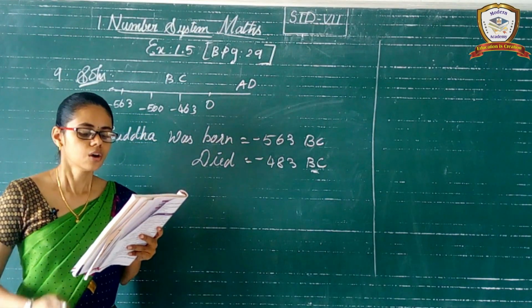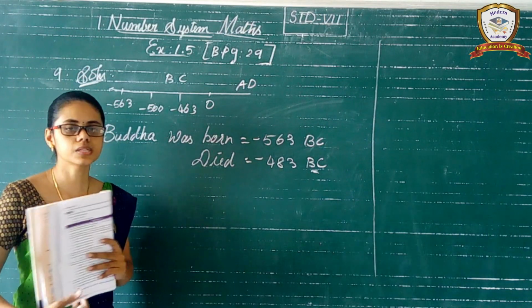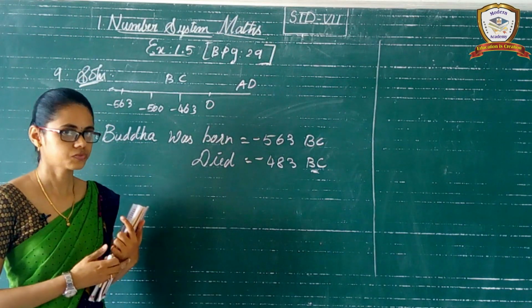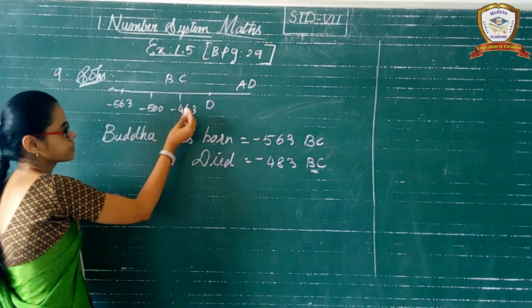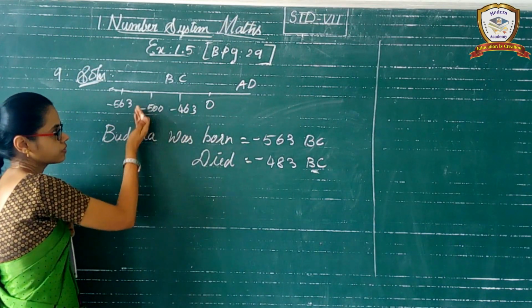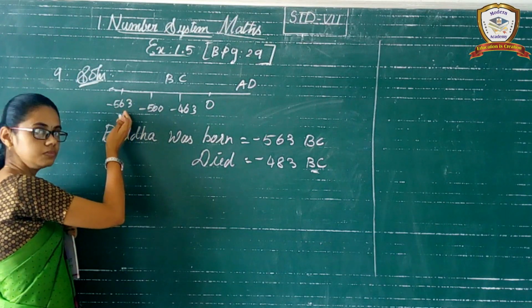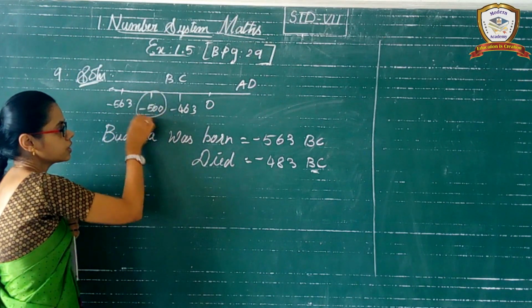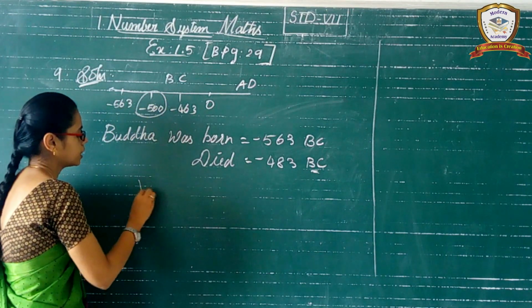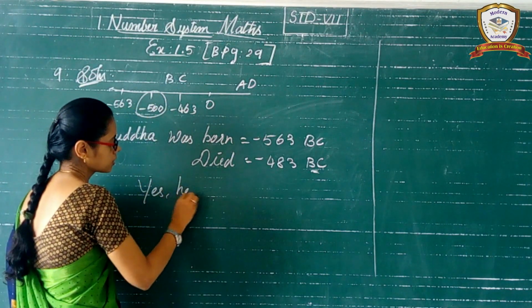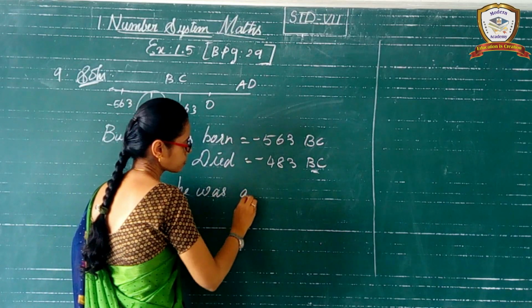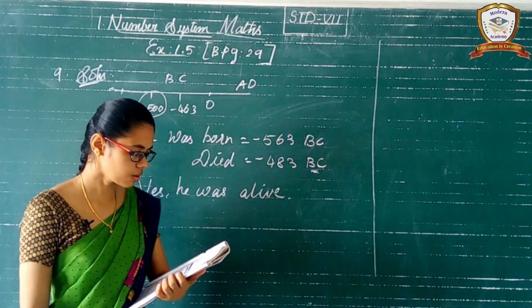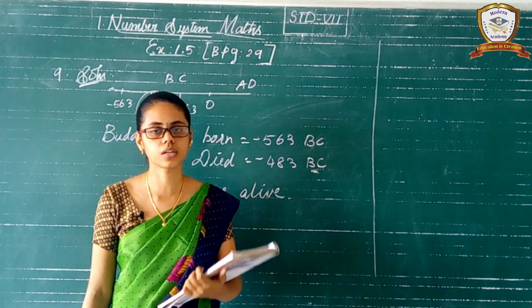And what they are asking, was he alive in 500 BC? Yes, definitely he will be alive in 500. See, in between gap, minus 563, after will come 500, after 483. So definitely he will be alive. So finally, yes, he was alive. Okay. And one more, they will ask him, find his lifetime.